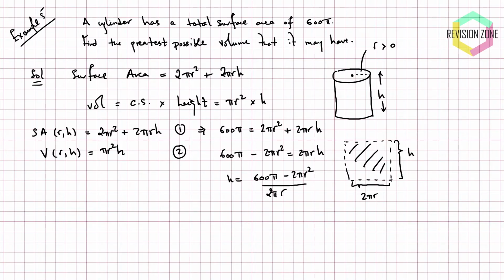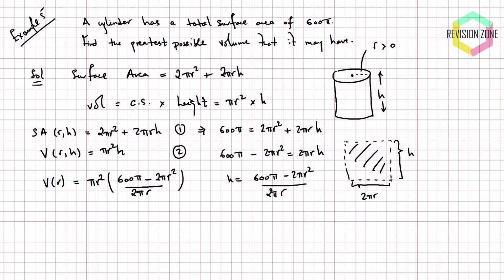At this stage, since we have h purely as a function of r, we can go back to our description of the volume and convert it from being a function of 2 variables to being a function of 1 variable. So let's do that. We can have V as a function of r purely, which is going to give me pi r squared multiplied by r h, which is 600 pi, take away 2 pi r squared, and the whole thing is divided by 2 pi r.